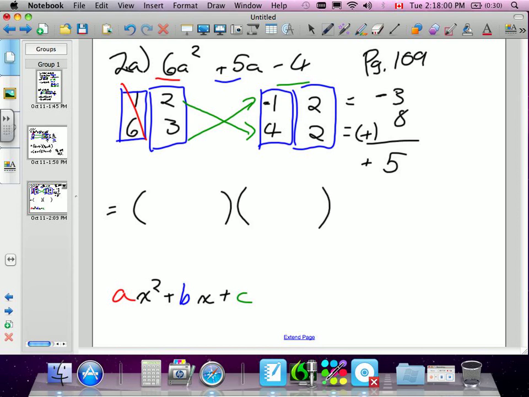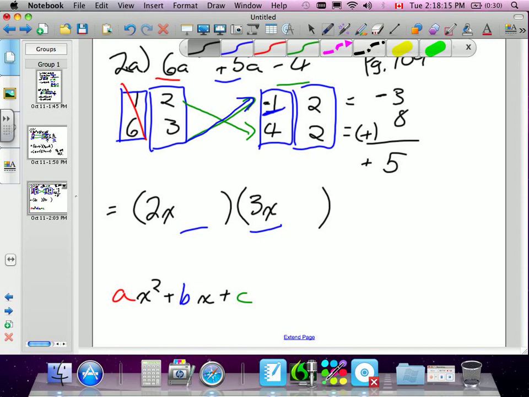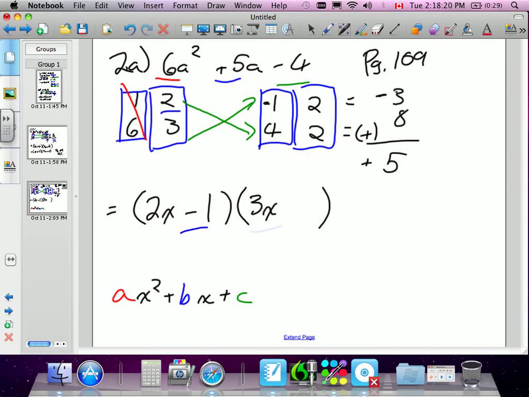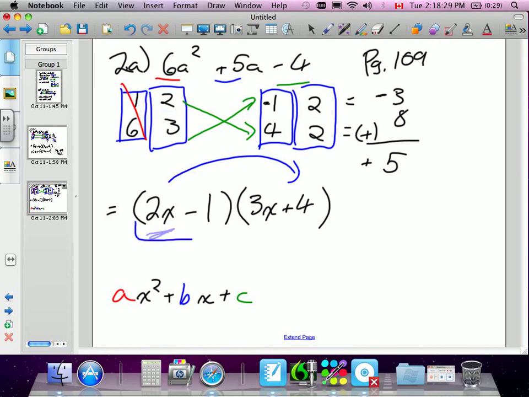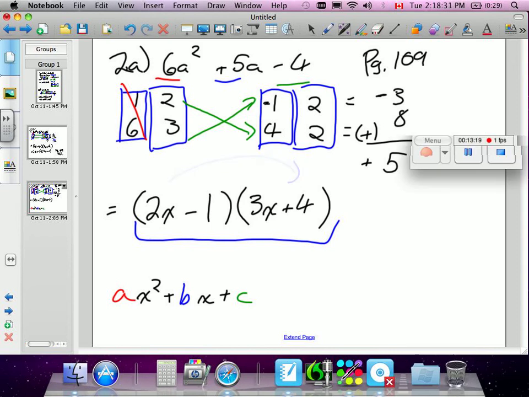we're going to put our first terms in. So we have 2x and 3x. Now, here's the important part, our second terms. Remember, I multiplied 3 by negative 1. So the 3 and negative 1 have to go in opposite brackets. So the negative 1 goes into this bracket. Same with our 2 and our positive 4. 2 goes in one bracket, so the positive 4 has to go into the other bracket. And that's it. Our factored form is 2x minus 1 times 3x plus 4.